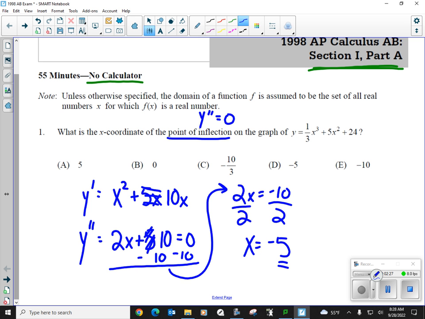That's why I had 5 on the brain, if you believe me. Maybe that's true, maybe it's not, kids. But I caught my mistake, and I got the right answer. Choice D, -5.